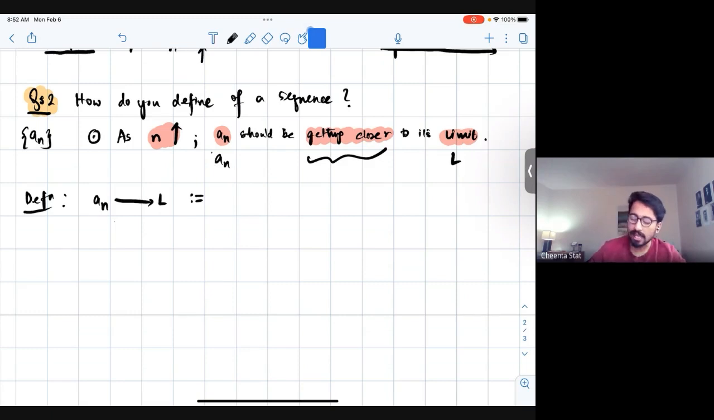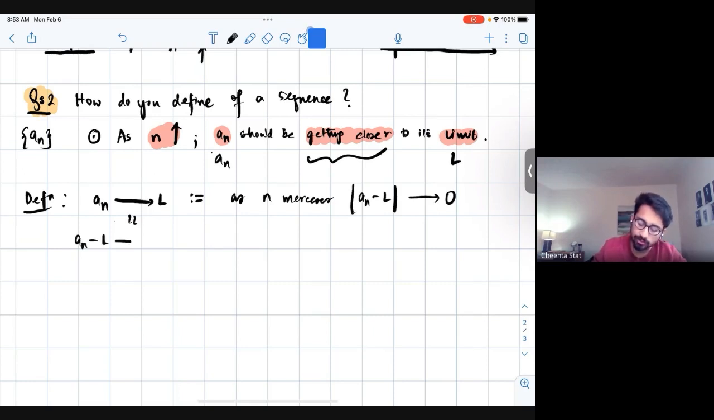We cannot define it just like that. So how can we define it? We can say that an minus l is the distance between an and l, or let's say the modulus of it. This must go to 0. But again, the question must come: what does this mean, going to 0? It's essentially the same concept. Saying an going to l is equivalent to saying that an minus l is going to 0. So it's a circular argument, right? We need to do it in a different way. So what they did is the following.